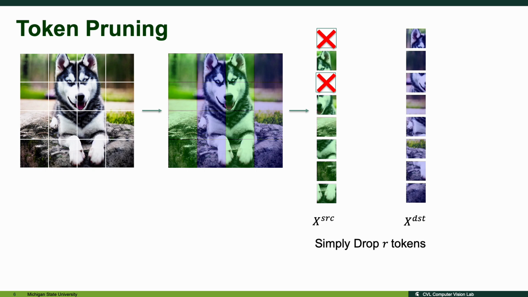Contrastingly, token pruning can be visualized as simply removing certain source tokens without integrating them into destination tokens through averaging. In this process, although the resulting number of tokens is the same, the destination tokens remain unaltered.